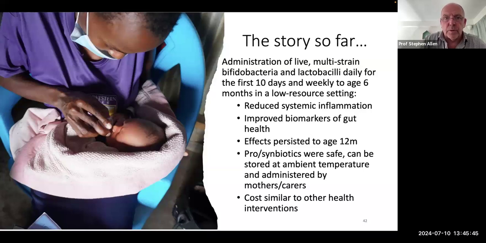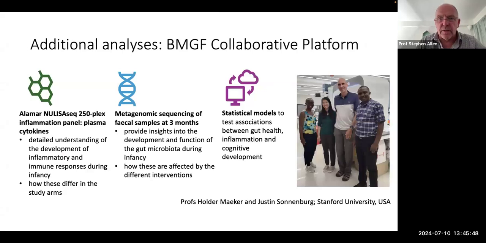as pragmatic and affordable. I just want to finish with a couple of slides saying how this work is going forward. We've been very fortunate in getting some funding through the Gates Foundation Collaborative Platform. So we're markedly increasing the range of inflammatory markers that we're looking at. In fact, rather than AGP and CRP, we will have 250 inflammation biomarkers on all the samples at the different time points. We're also going to have metagenomic sequencing on a subsample of stools at 3 months to see the normal development of the gut microbiota and function, and also how it's affected by the intervention arms.